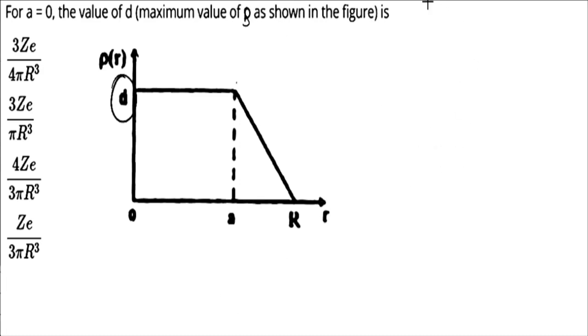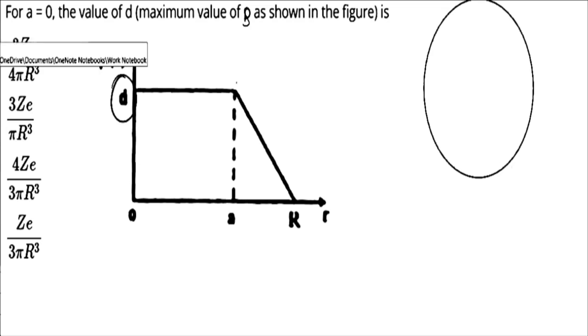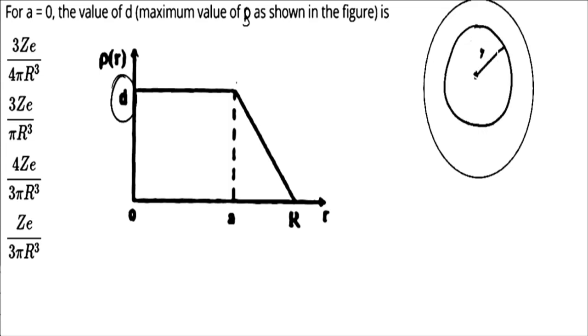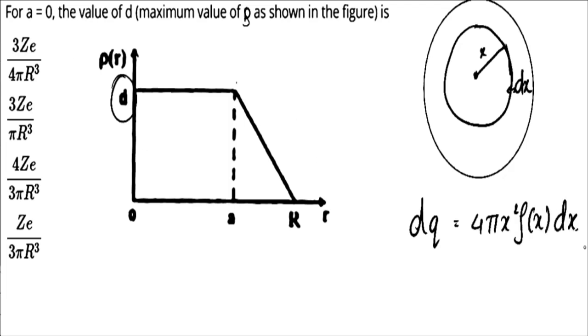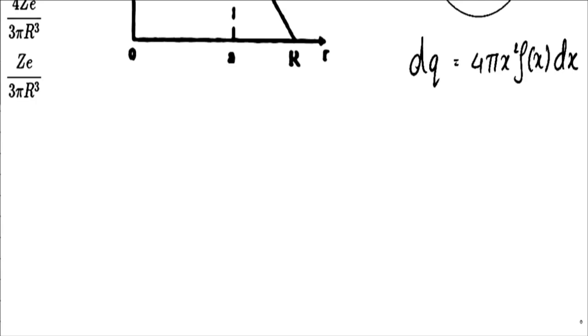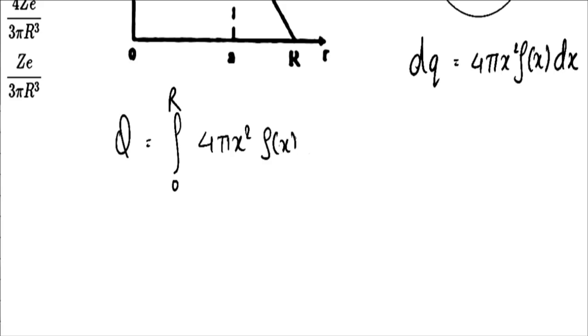So let us take a spherical shell here first of all, and let us assume that the total charge is simply given by density over the volume, right? So we will take a shell from the center at a distance x, and the thickness is dx, let's say. So the charge on that is equal to 4 pi x square rho x into dx. That would be the amount of total charge on that shell of thickness dx. So integrating from 0 to R, we would get the total amount of charge, that is integral of 4 pi x square rho of x dx.